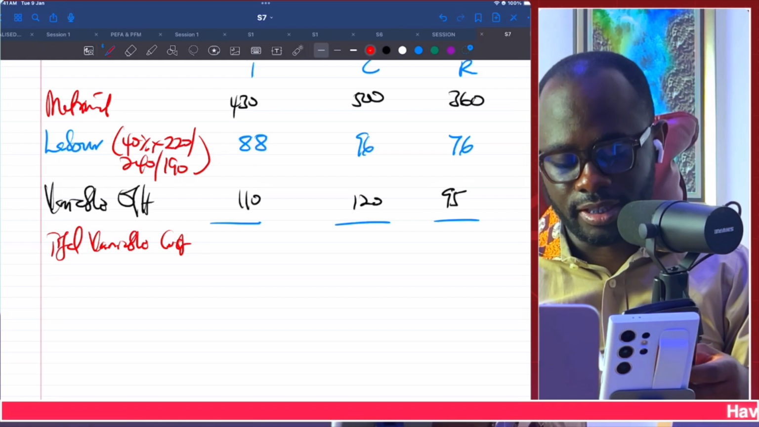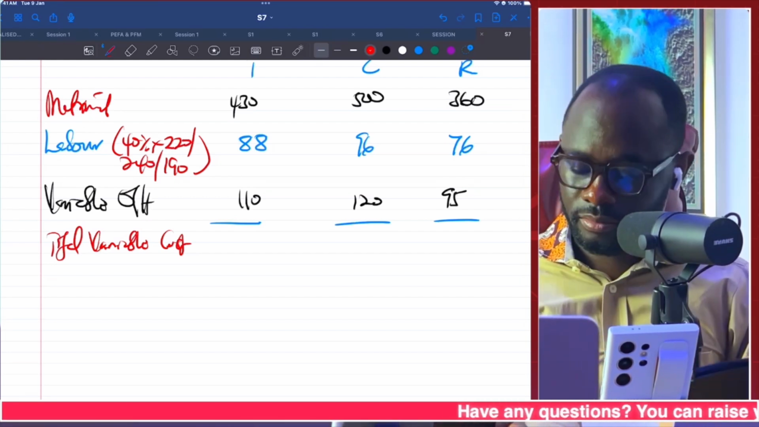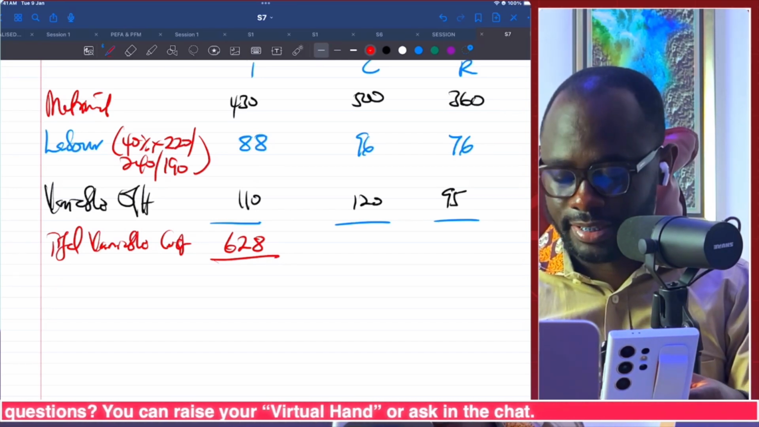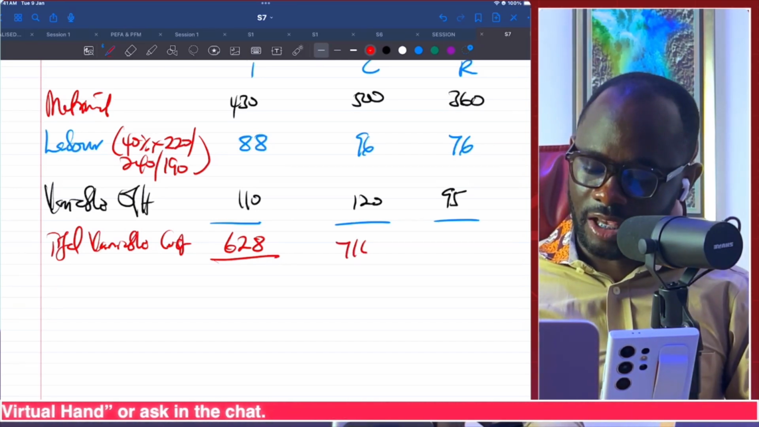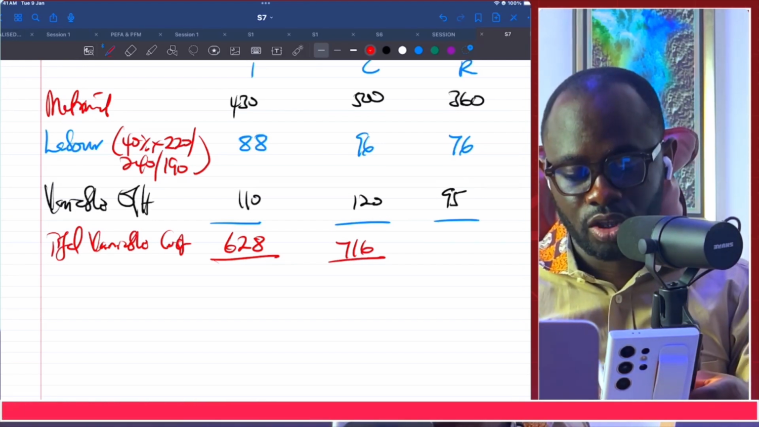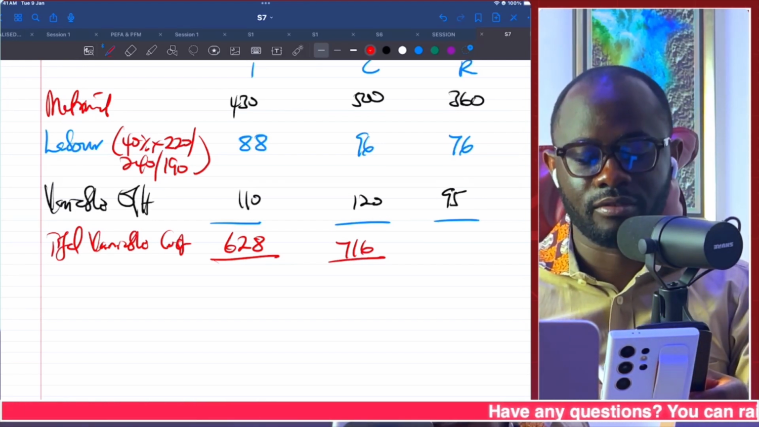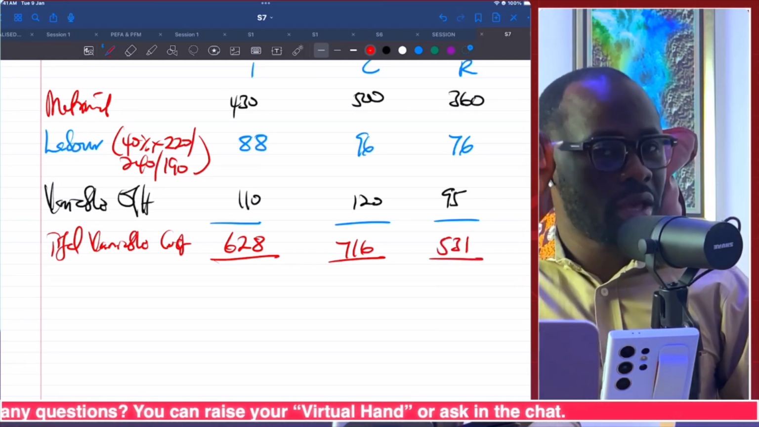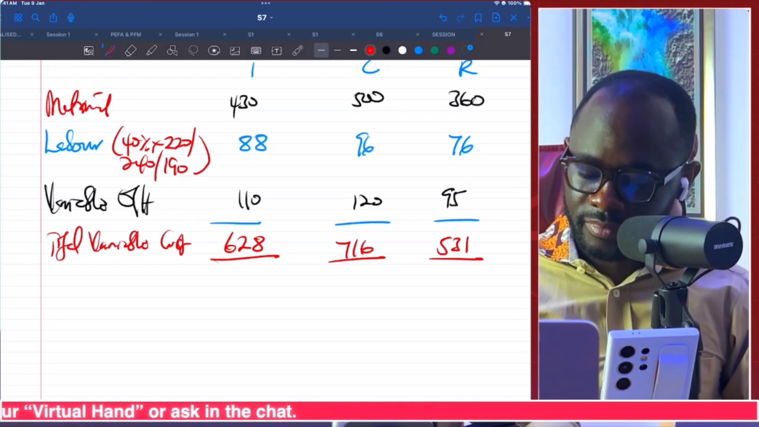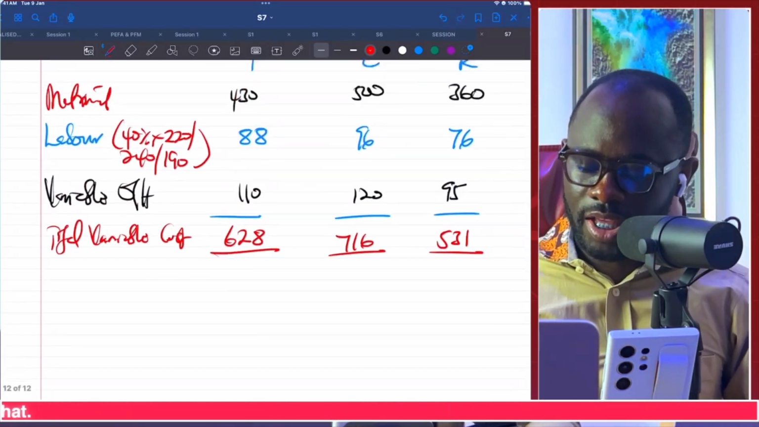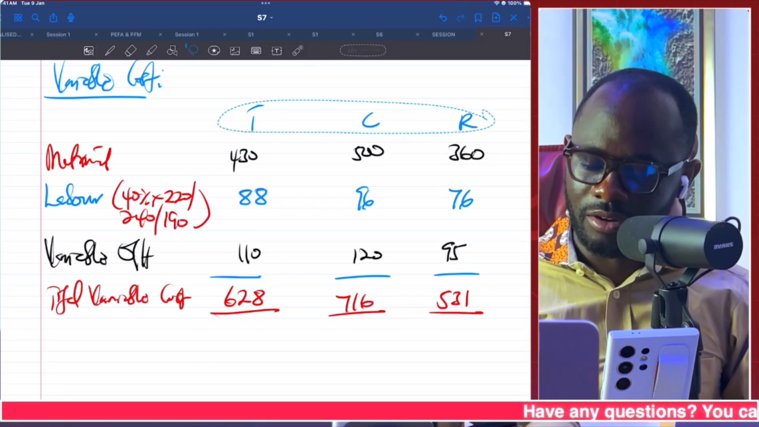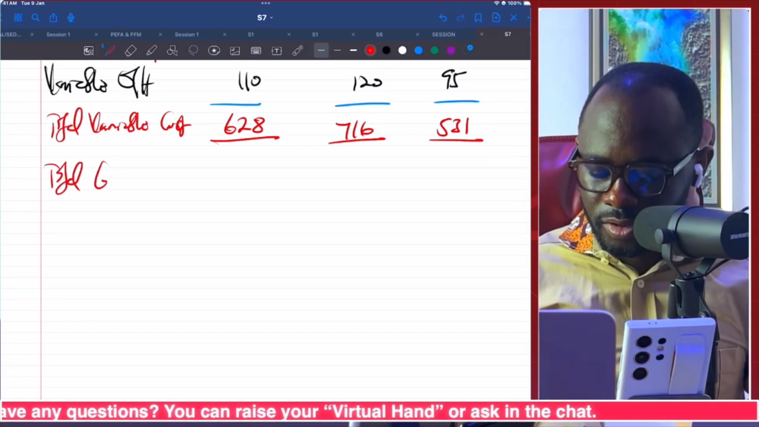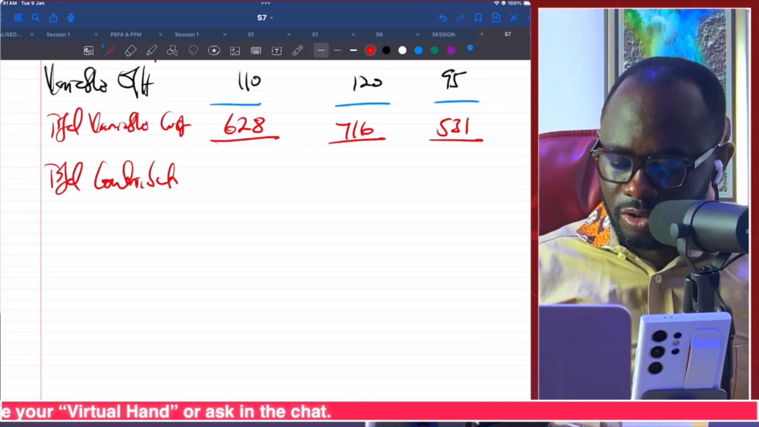So 430, 88, 110, 628 here. 500, 96, 120, 716 here. 360, 76, 95, 531 there. So this is total variable cost per unit. Now, we can calculate contribution per unit, so we can calculate total contribution. So total contribution calculation.